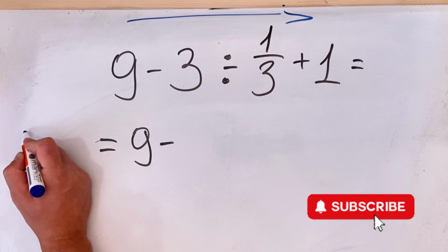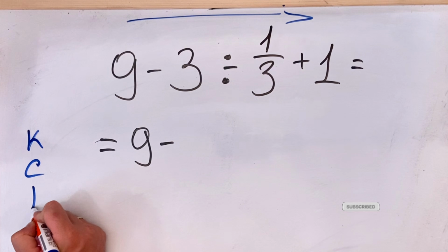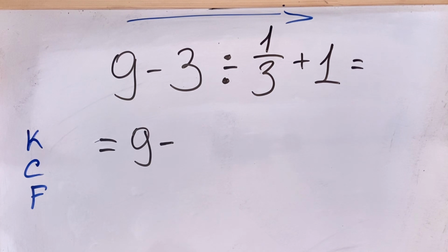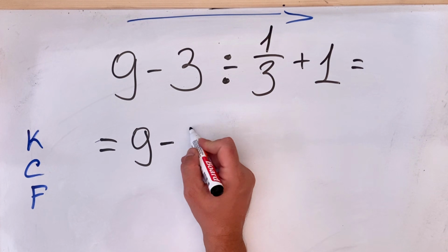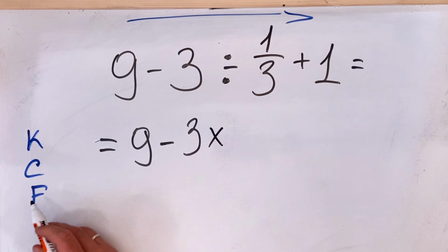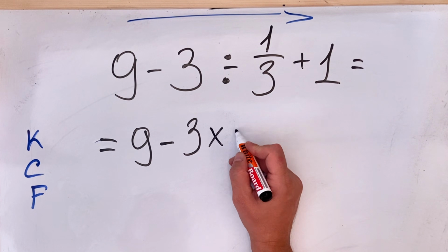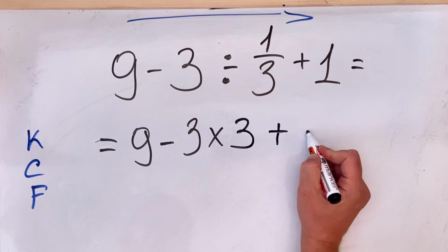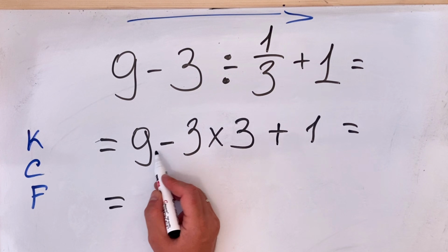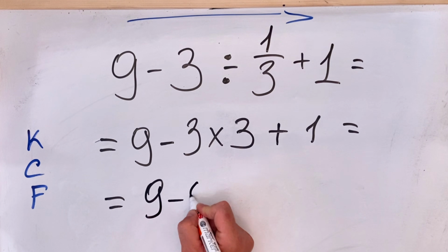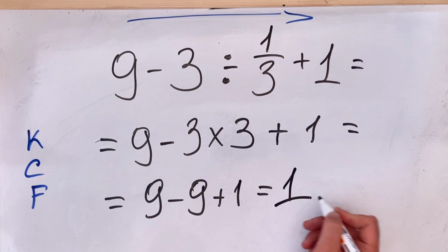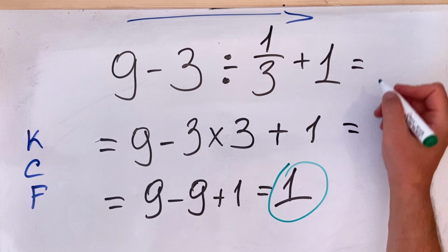We all know the concept of KCF, which means keep the first, change the second, and flip the third. So we're keeping the first, changing the sign, and flipping the second. So we are flipping plus 1. And the result would be: here we have 9, 9 minus 9 plus 1, we have 1. And the correct answer is 1.